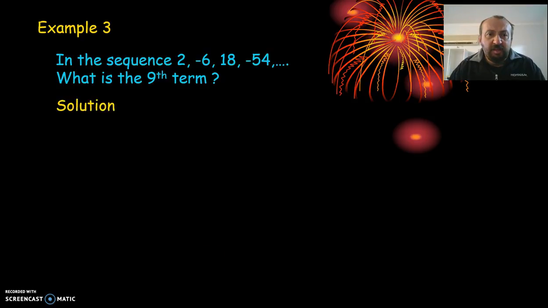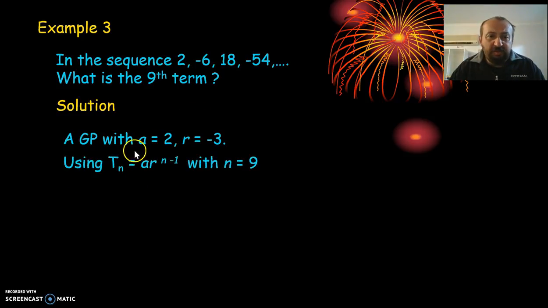Okay, let's look at example 3. In this given sequence, what is the 9th term? This is a geometric progression with a equals 2 and r equals -3. Now a equals the first term, and r is just the ratio of any term to the term before it. So 6 divided by 2... well, -6 divided by 2 is -3, 18 divided by -6 is -3, 54 divided by 18 is -3. That's how we work out r. R is basically Tn plus 1 divided by Tn.